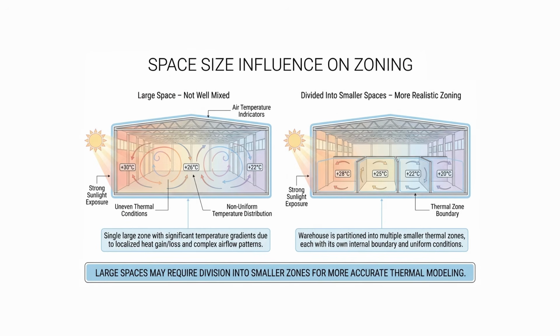Space size can also influence zoning decisions. Very large spaces may not behave as a single well-mixed volume of air. For instance, in a large warehouse, air near a sun-exposed wall might become much warmer than air on the opposite side of the building. In situations like this, it can be more realistic to divide the large area into several smaller spaces and assign each one to a separate thermal zone.